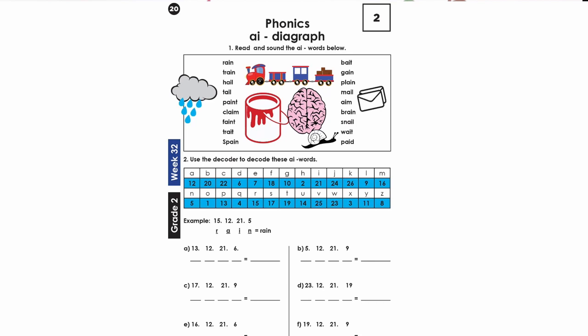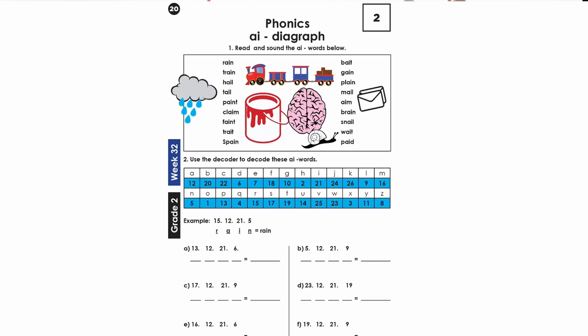Now it says here that we need to read and sound all the AI words below. Now there you will see a list of words with the AI diagram. Let's read through these words. Rain, train, hail, tail, paint, claim, faint, trait, Spain, bait, gain, plane, mail, aim, brain, snail, wait, and last one, paid.